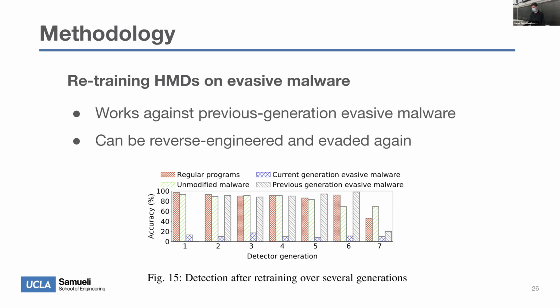To combat evasive malware produced this way, the authors first suggest just retraining the HMDs on this evasive malware. This successfully improves the classification accuracy on previous generation evasive malware. But then this reverse engineering and evasion process can just take place again, and so you have this back and forth. Eventually, overall detection accuracy begins to drop for both regular programs and malware. And that's what we see in generation 7 here in this diagram.